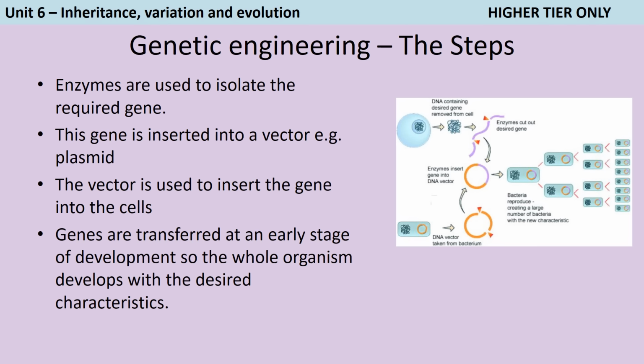So that vector, which could be a plasmid, is put into the organism we're actually interested in, and this is done at a very, very early stage, because basically, if we do it when there's just a single cell, then when that organism grows up, every cell in it will be transformed with the new gene. Whereas if we waited until it was already an adult, then only part of the organism would be transformed.